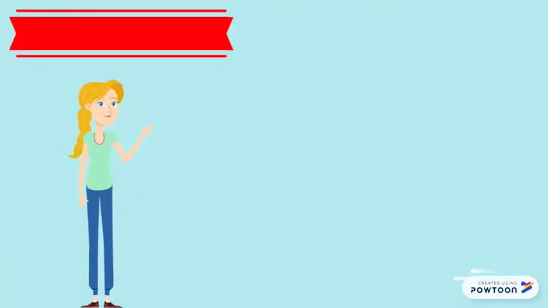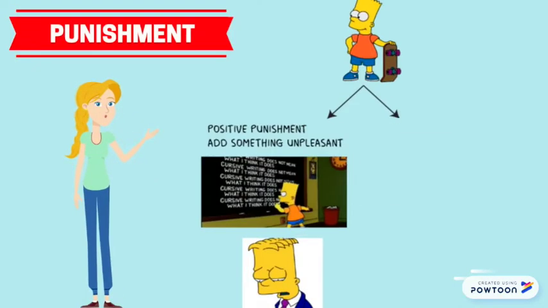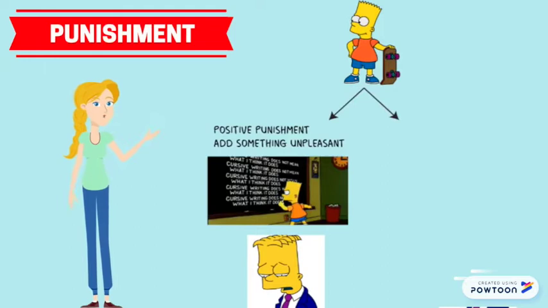Let's take a look at punishment. Imagine that Bart Simpson brings a skateboard to school even though it's not allowed. What if positive punishment was given to Bart? The teacher makes Bart have to repeat a tedious and repetitive task as a punishment. By giving Bart this punishment, as a consequence, it discourages Bart from bringing a skateboard into school again.